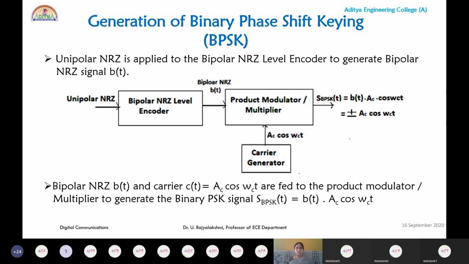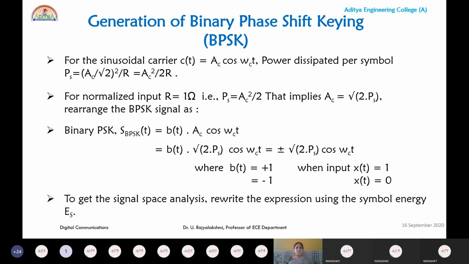So our BPSK signal is b(t) into Ac cos omega ct, or plus or minus Ac cos omega ct. You can observe that the generation of the BPSK signal is very simple, but the complexity arises in the coherent detection. The circuit for detection of the BPSK signal is very complex. You can see it in today's session.